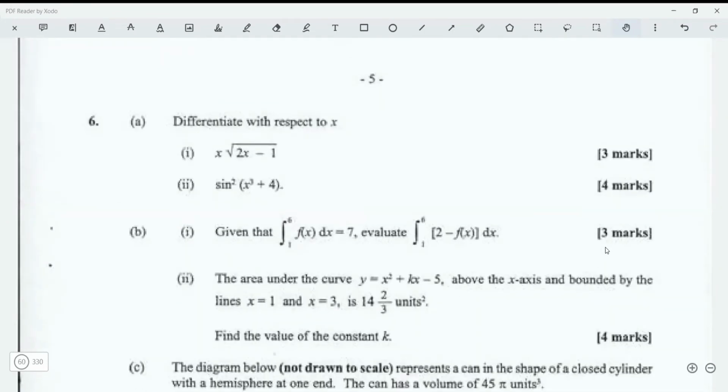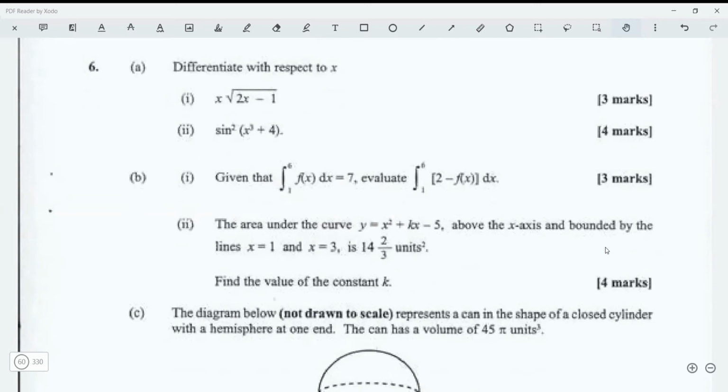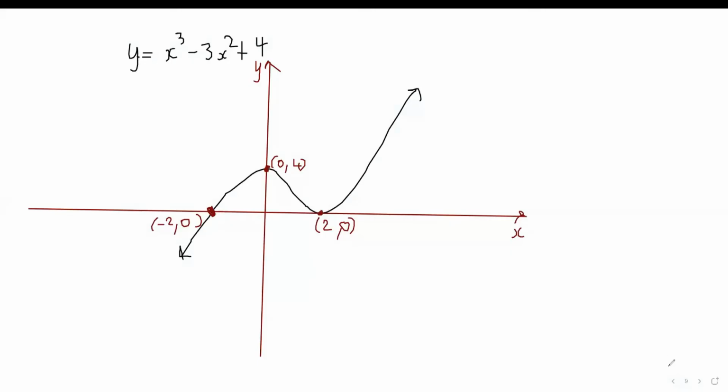Question 6 says differentiate the following with respect to x. So let's start with that. We have y equal x times the root of 2x minus 1. So this is question 6. y is equal to x times the root of 2x minus 1.